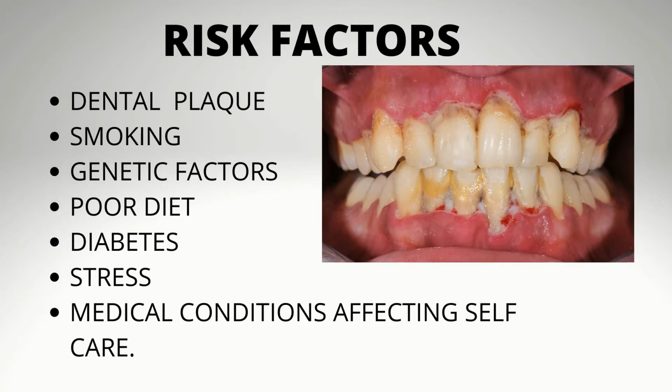The next risk factor is poor diet. Now, if you suffer from nutritional deficiencies such as calcium deficiency or vitamin D deficiency, this could definitely affect your bones. And if you're anemic or if you have iron deficiency, it can affect your gums and the other supporting tissues around your teeth.